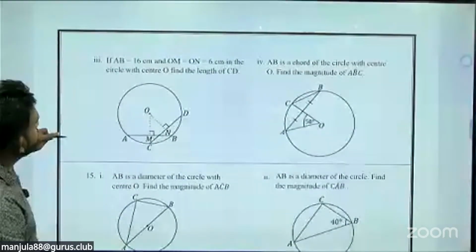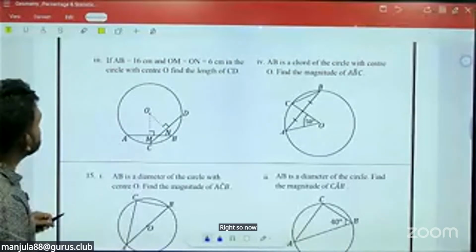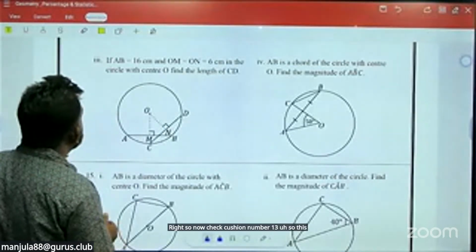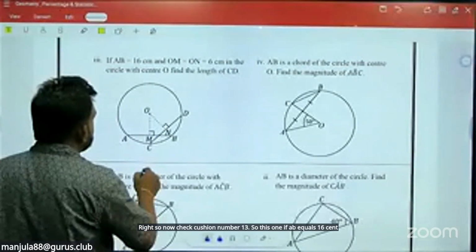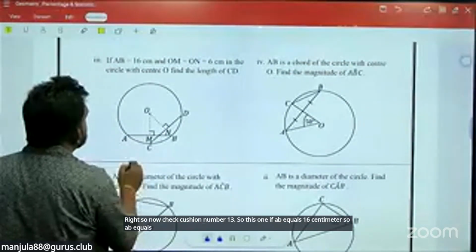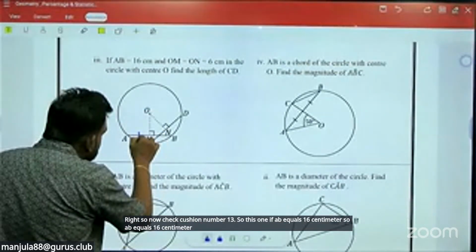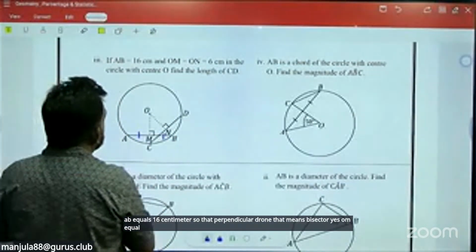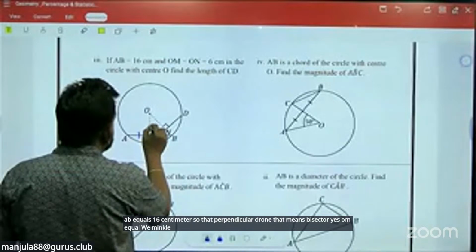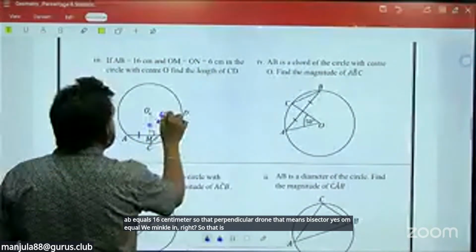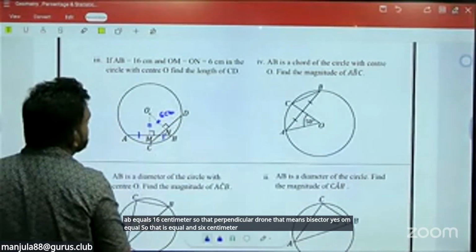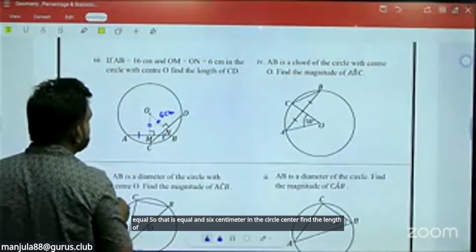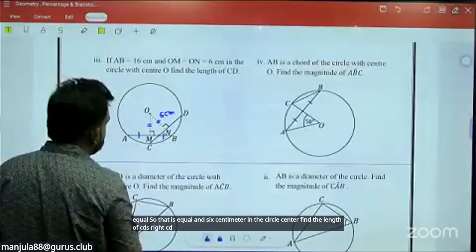Right. So now check question number 13. If AB equals 16 centimeter, that perpendicular drawn means bisected. Yes, OM equals ON, so that is equal, and 6 centimeter in the circle with center. Find the length of CD, right? CD.